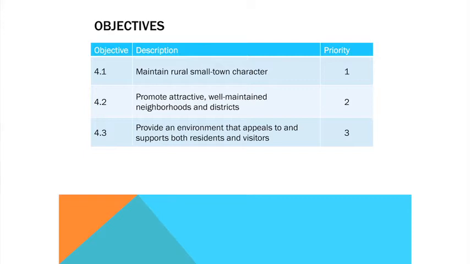The second was Objective 4.2, promote attractive and well-planned neighborhood districts. This relates more to a neighborhood level: what can we do to create districts that are built uniformly or planned in accordance with certain structures that are in place. The last one was to provide an environment that appeals to both residents and visitors. This cuts across a number of things the groups have already talked about: we have our community, and we also have visitors, and we want to appeal to that.